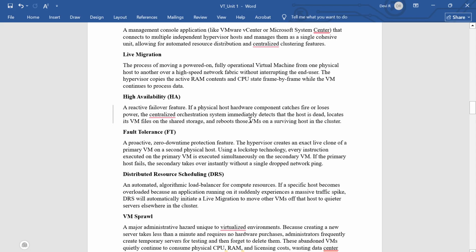Next comes high availability, a reactive failover feature. If a physical host hardware component catches fire or loses power, the centralized orchestration system immediately detects the host is dead, locates its VM files on the shared storage, and reboots those VMs on a surviving host in the cluster. Right, so that is high availability. If it detects any failure of a particular VM, the same VM should be replicated as a different VM, and it should be rebooted to provide high availability 24/7.